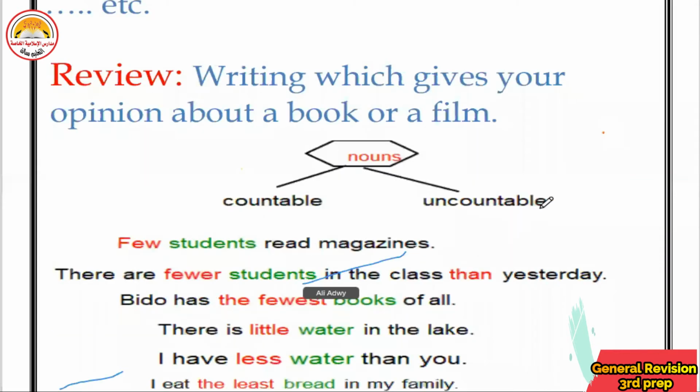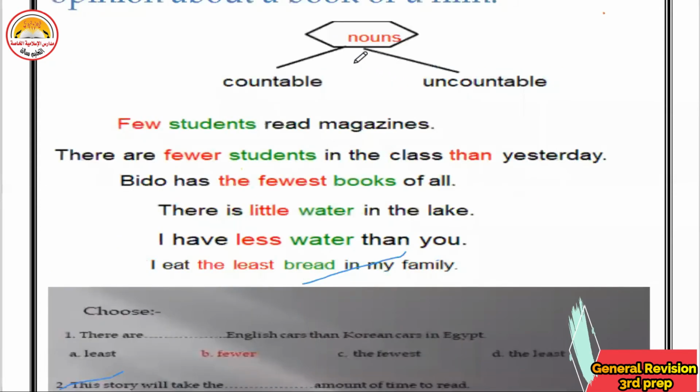We have grammar about the nouns. It can be divided into countable or uncountable noun. For example, countable nouns are nouns that we can make plural. For example, few students read magazines. There are fewer students in the class than yesterday. Beto has the fewest books of all. We use few with countable or uncountable noun?